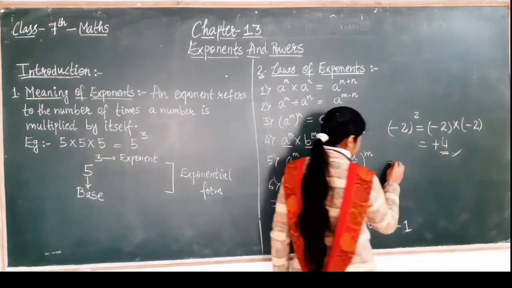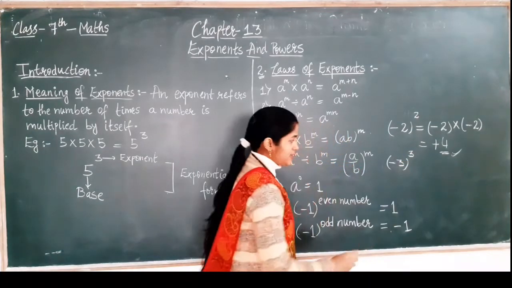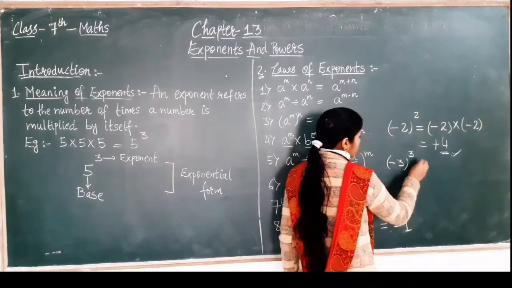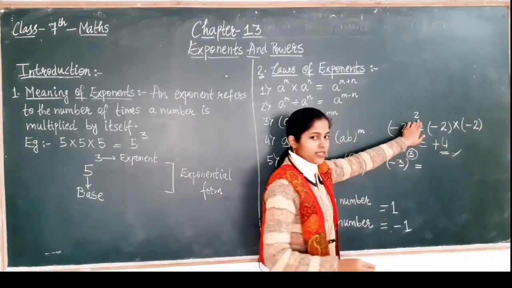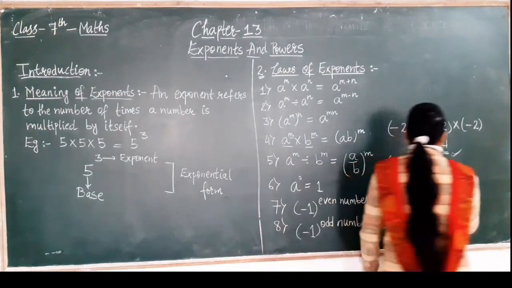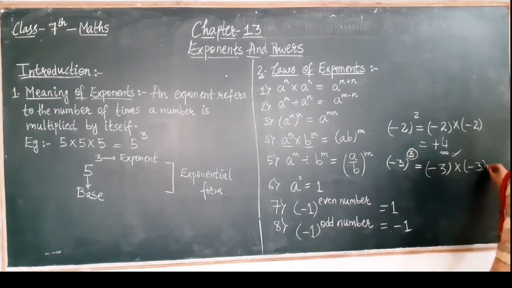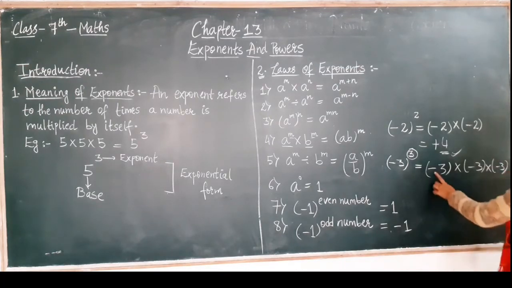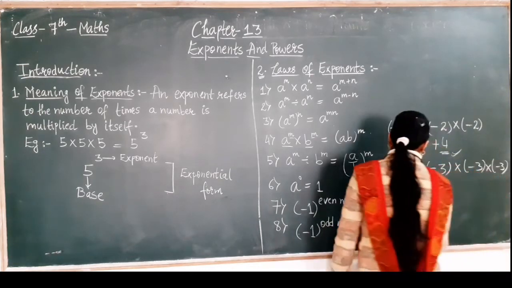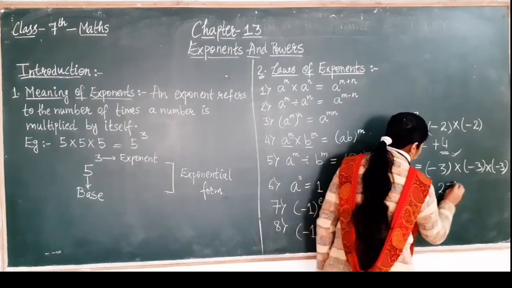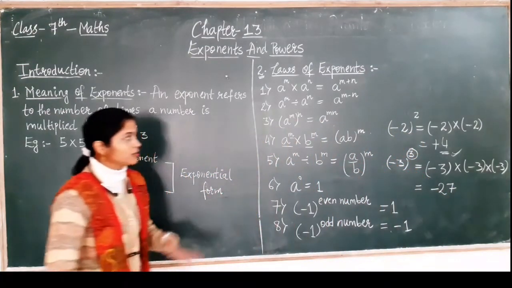Let's take an example. Minus 3 has a power of 3. Here 3 is an odd number and before, 2 was an even number. So minus 3 into minus 3 into minus 3. Minus minus plus, 3 3s are 9, 9 3s are 27. So the answer would be minus 27. So this was all the laws of exponents.